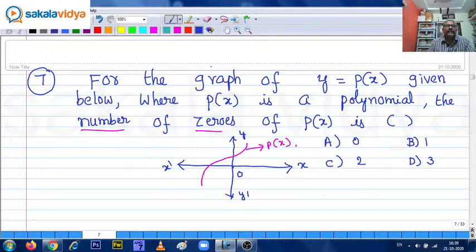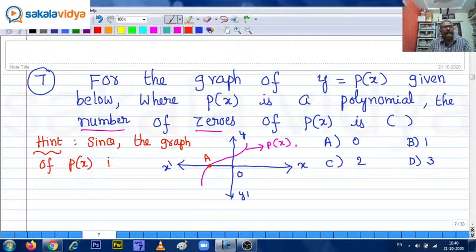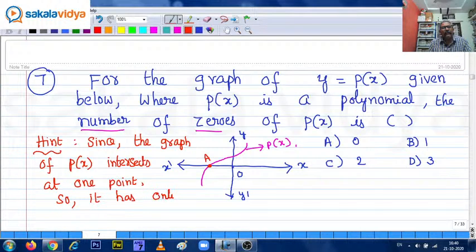See, since this p of x cuts the x-axis at only one point, say for example A, that's why it has 1 zero. Now write down the reason. Hint. Since the graph of p of x intersects at one point, it has only 1 zero. So B is the correct option.